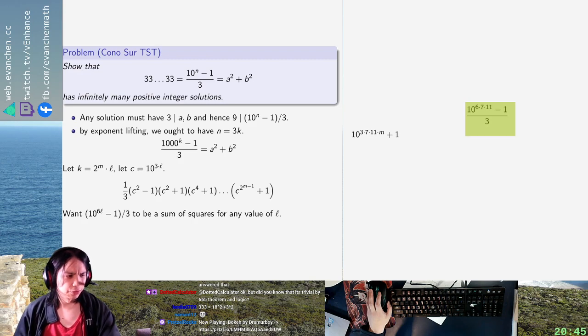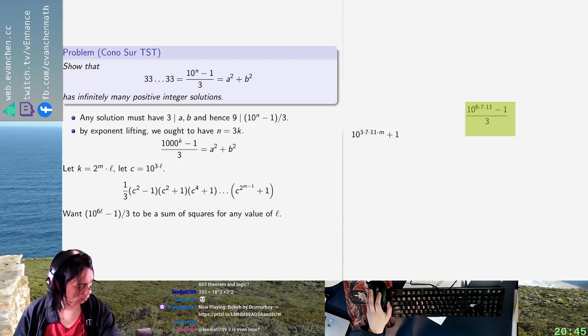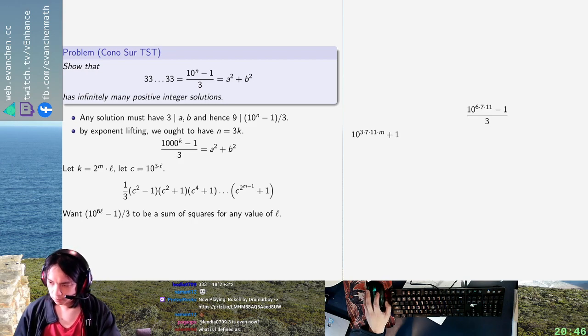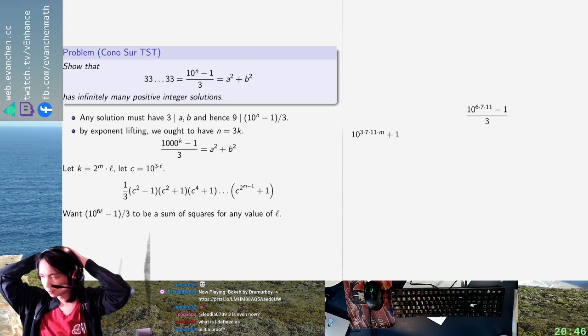Doesn't this prove there's no even solutions? Am I insane, or is that a proof that there's no even solutions? K is 2 to the m times alpha. Wait, what did I just do? I feel like I just proved there's no even solutions, which is really bad news, if so.